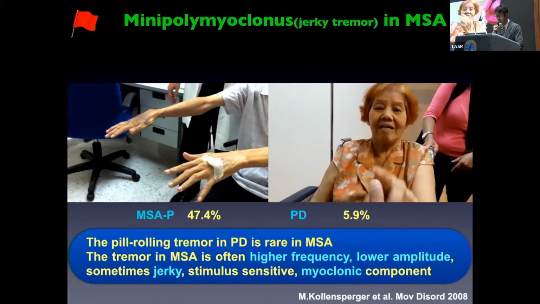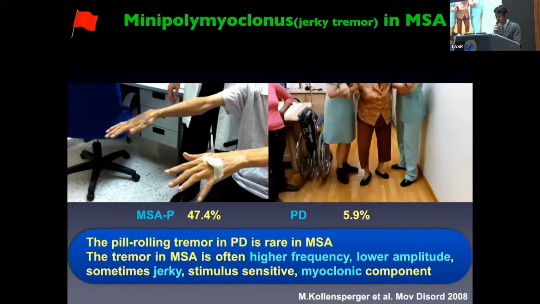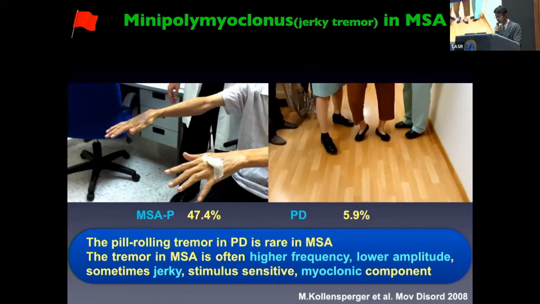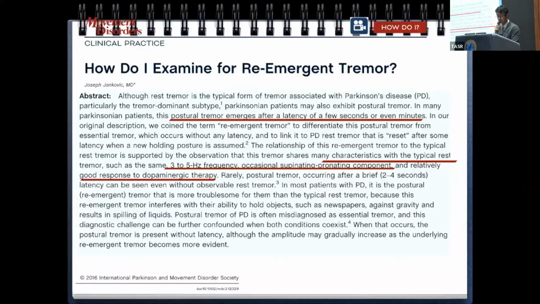And if they have predominant Parkinsonism, MSA-P, it happens in almost 50%, as compared to Parkinson's disease, which is only about 6% from the study. So the pill rolling tremor of Parkinson's disease is actually rare in MSA. The tremor, or so-called tremor, in MSA is often higher frequency, lower amplitude, sometimes jerky, maybe stimulus sensitive, and has a myoclonic component. So we sometimes call it a mini polymyoclonus.